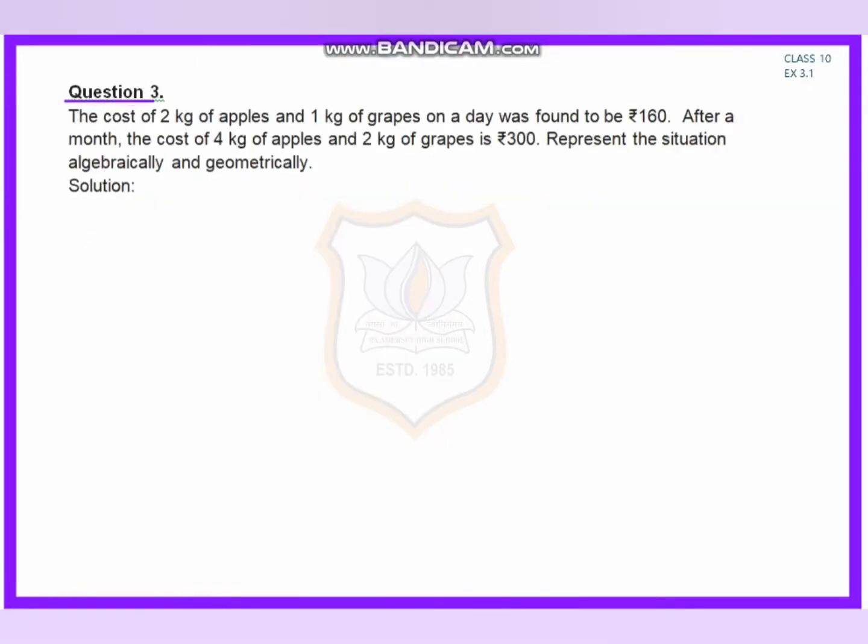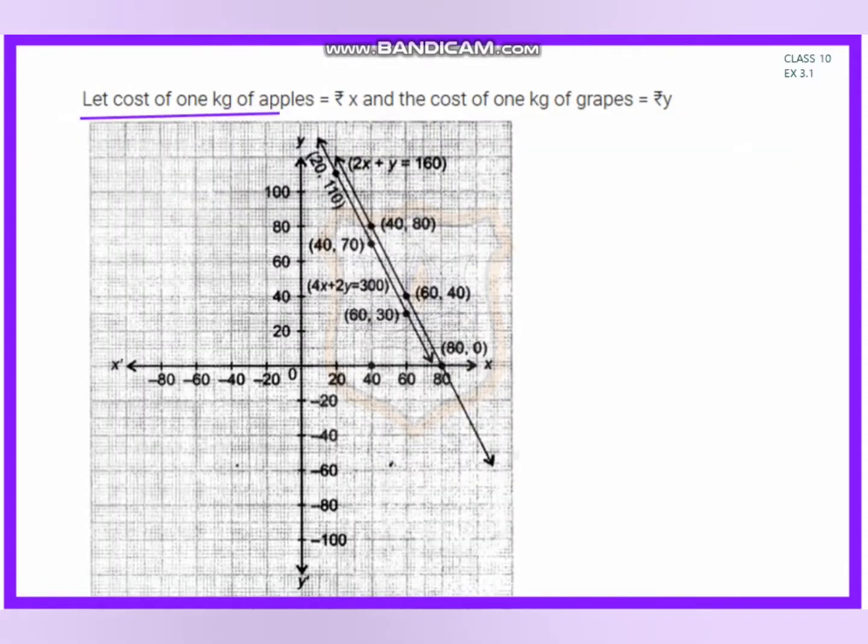Question number 3. The cost of 2 kg apple and 1 kg grapes on a day was found to be 160. After a month, the cost of 4 kg apple and 2 kg grapes is 300. We have to represent this situation algebraically and geometrically, graphically. Let the cost of 1 kg apple be x and the cost of 1 kg grapes be y.